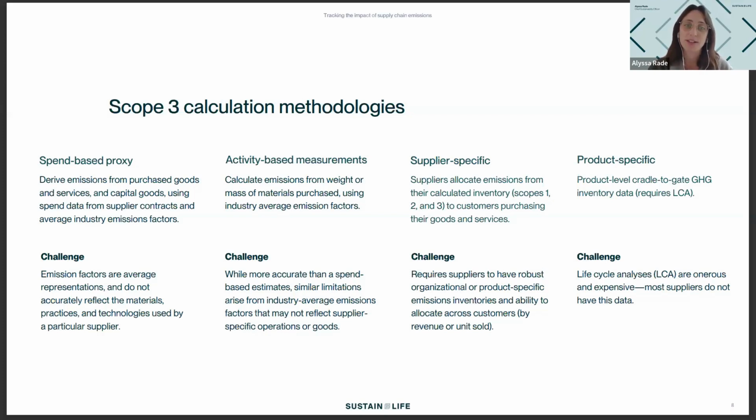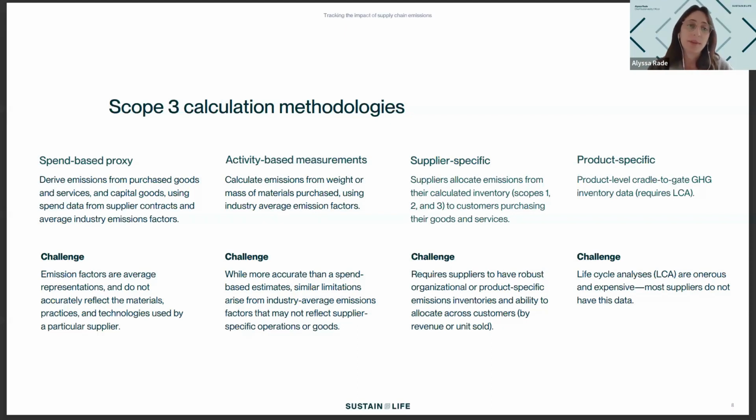Now, the challenge in using this method is that the emission factors that are used from that model are average representations. They don't accurately reflect the specific materials or practices or technologies that are used by your specific suppliers. So this, again, is generally where we see a lot of companies start. It's the least precise, but it's generally able to give you the most complete or robust information because it's based off of data that you as a business have.